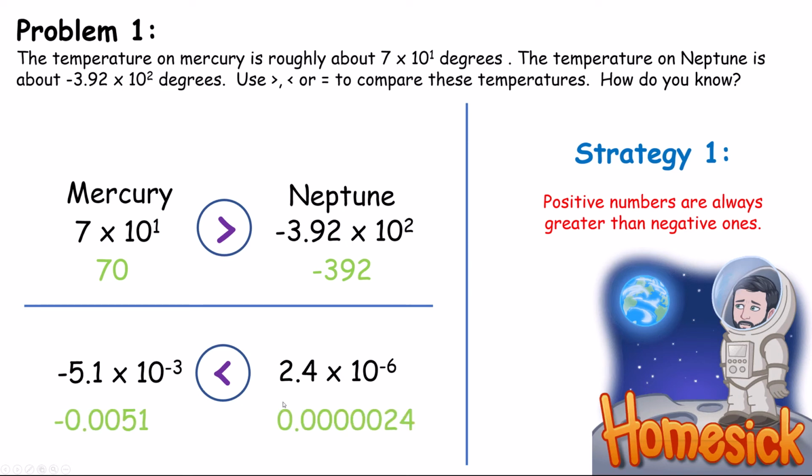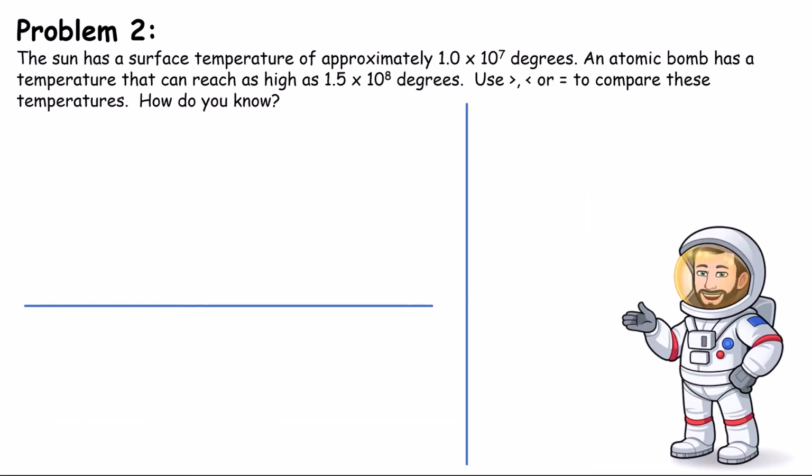If you wanted to see this in standard form, again, this is 51 tenths, hundredths, thousandths, 51 ten thousandths, and it is negative, so it's below zero. This is tenths, hundredths, thousandths, ten thousandths, hundred thousandths, millionths. This is 24 ten millionths. This is a much tinier number, but it is above zero. This is a number that is farther from zero, but it is in a negative direction. This is strategy number one. Positive numbers are always greater than negative ones.